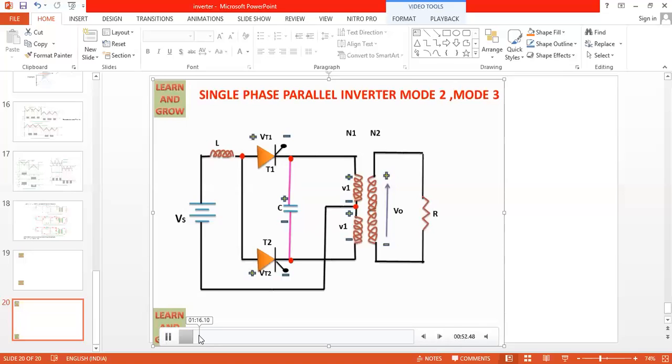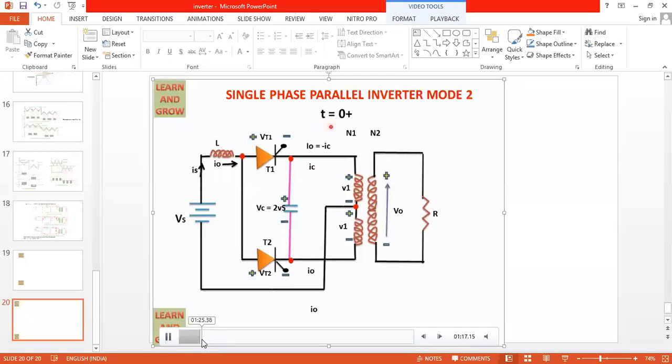Okay, so what is mode 1? Mode 1 is SCR1 is on, and mode 2 is SCR2 is on. And in mode 2 the capacitor is discharging. So now we see what happens in mode 3. Okay, so now mode 3 starts again. In mode 3, this is what we have seen in mode 2. So now we are discussing mode 3.